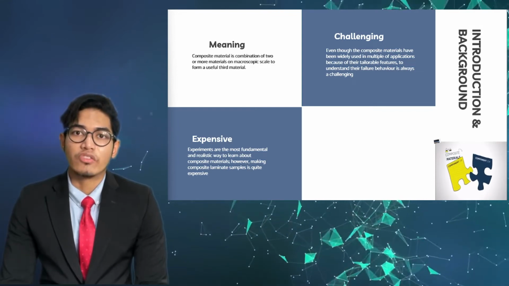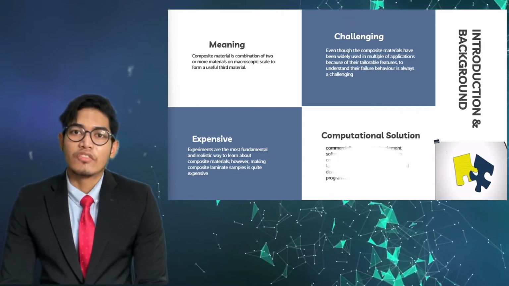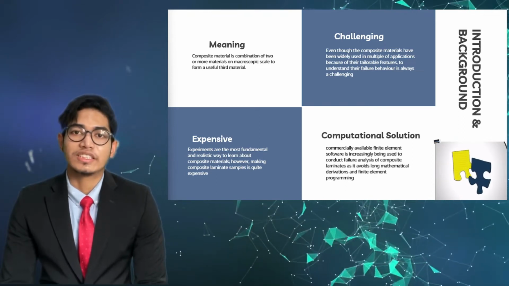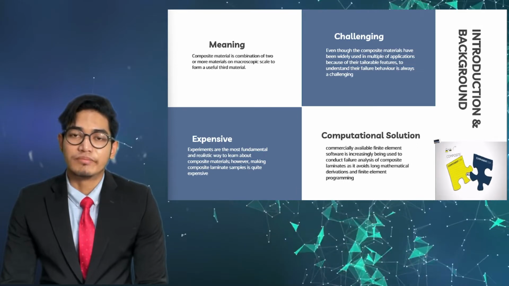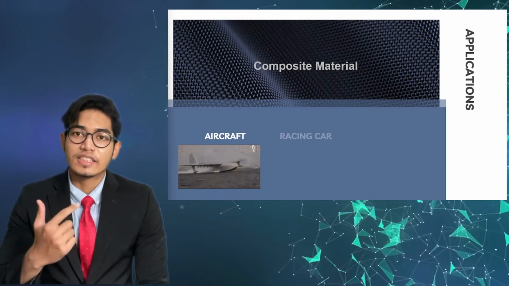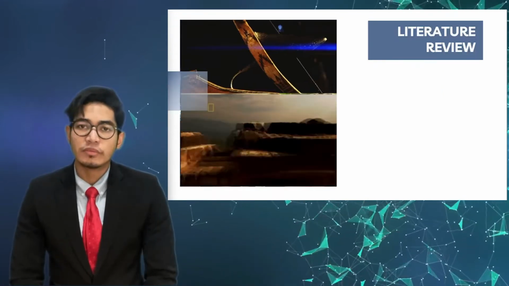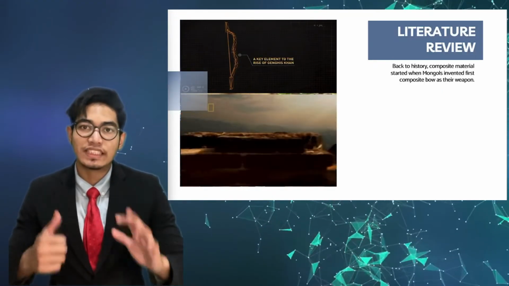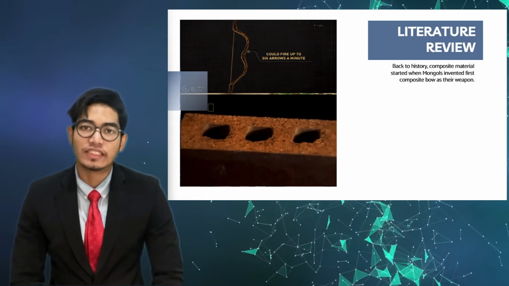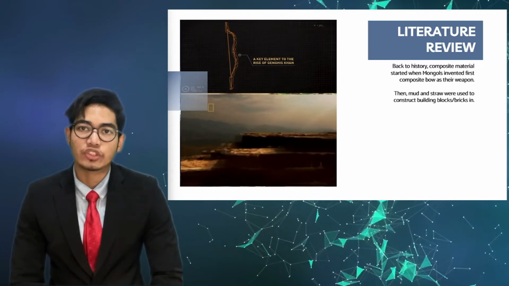Therefore, commercial software or finite element analysis (FEA) is used to solve and learn about their behavior. Furthermore, the capability and applicability of ANSYS built-in failure criteria function have been investigated and confirmed. Some of the common applications of composite material are aircraft, racing car body, defense sector, and some energy sector. Composite materials have been widely used for more than 60 years. It started when the Mongols invented their first composite bow as their weapon. Then, wood and straw were used to construct building blocks by Egypt and Mesopotamia.